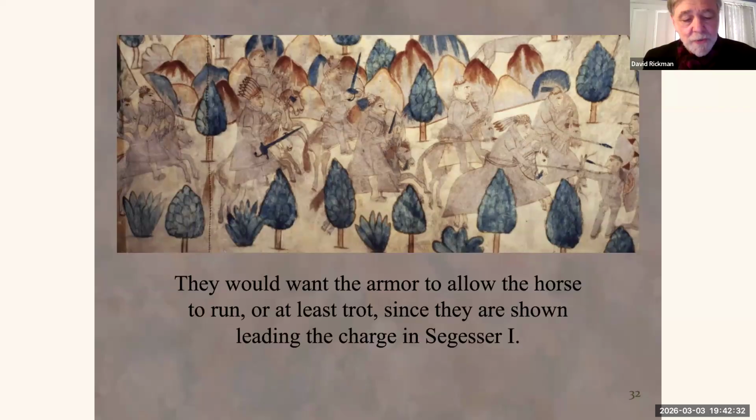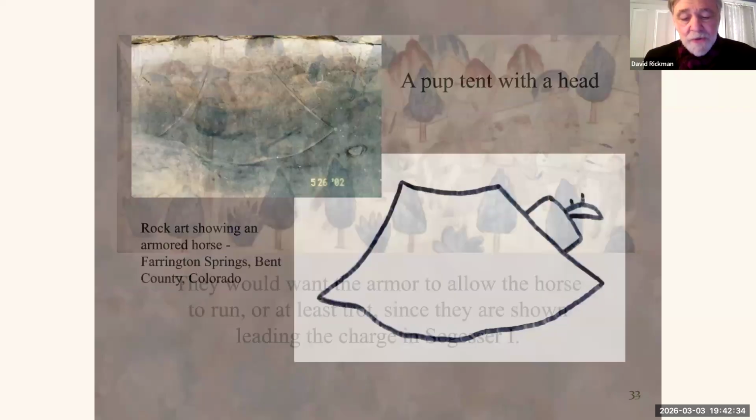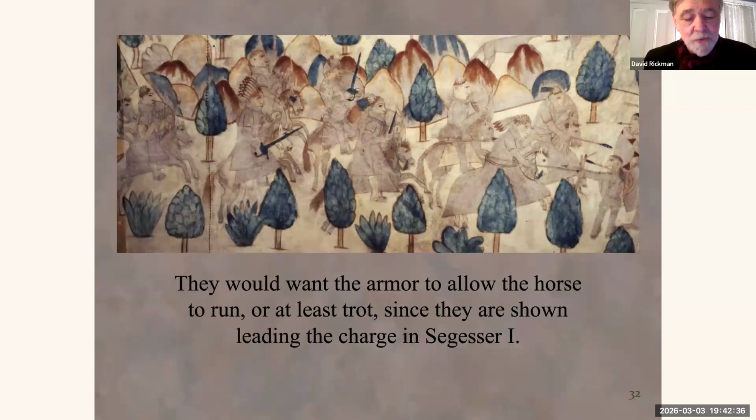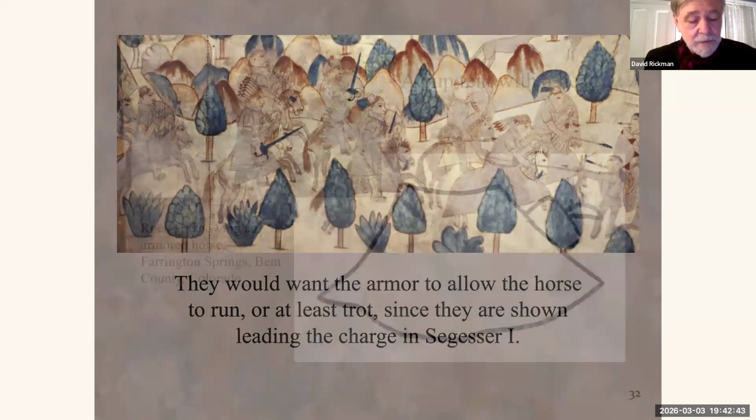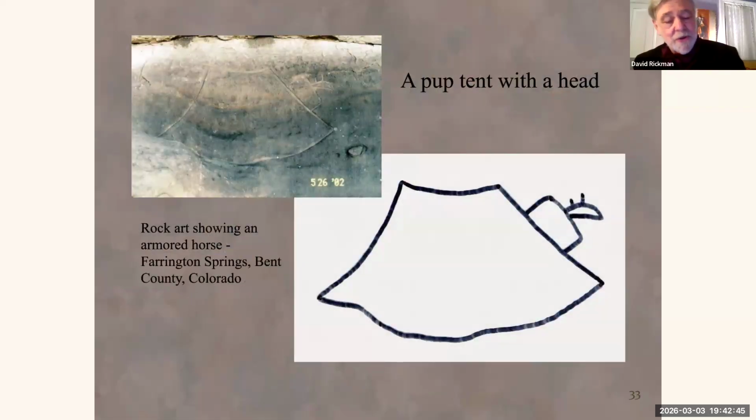You would want the armor, which was long, to stand out away from the horse in front and back so that they could run or at least trot, since they are shown leading the charge in the Sagessa painting. But as horse armor spread onto the Great Plains, it was adopted by tribes that did not use curved seams. Moreover, they made the armor so long that often the hooves on the horse don't show in some pictures.